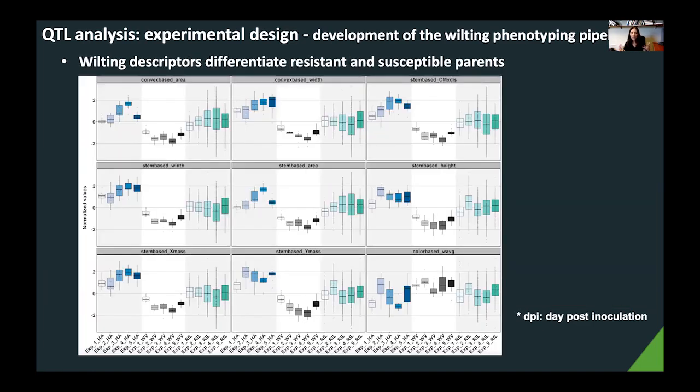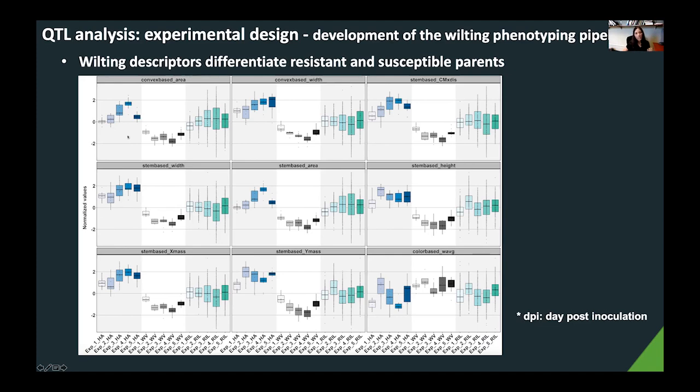So then we had our descriptors. We wanted to make sure that they were able to differentiate resistant and susceptible parents in our experiments. Okay, so shown here, each of these boxes is one of the traits that we were looking at, and these values have been normalized across experiments. And in this gray on the left is the resistant parent, in the middle is the susceptible parent, and the green boxes on the right, this is the recombinant in red lines. And each of these columns is a separate experiment.